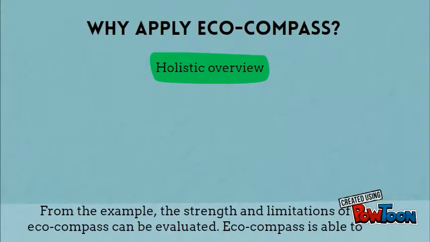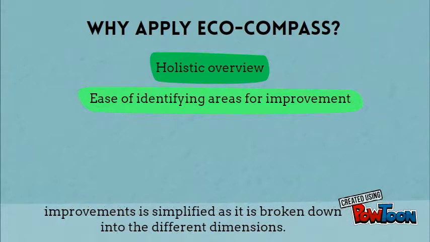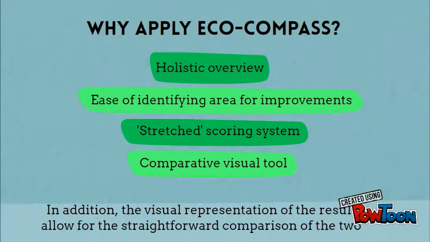From the example, the strengths and limitations of EcoCompass can be evaluated. EcoCompass is able to present a holistic overview on the performance of the designed equipment or processes. Identifying areas of improvement is made simpler as it is broken down into the different dimensions. With a stretched scoring range of 0-5, the extent of performance improvement is made clearer. In addition, the visual representation of the result allows for the straightforward comparison of the 2 products.